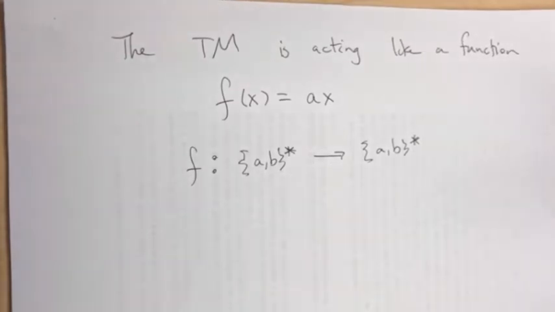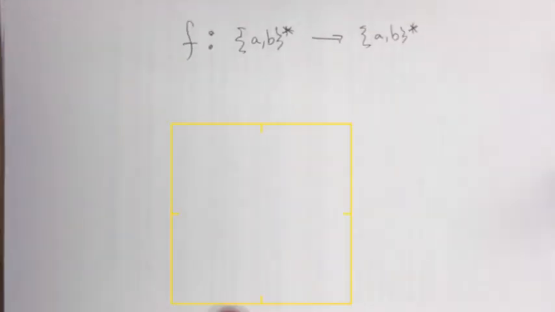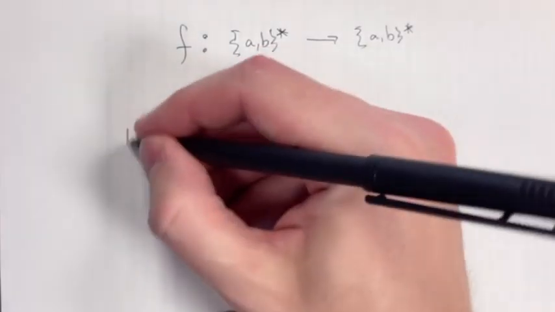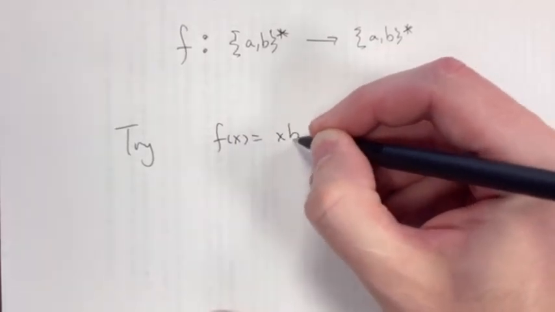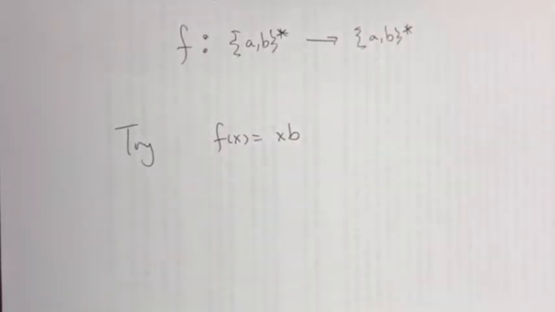Or are there certain functions which you can't do on a Turing machine? That kind of thing. But anyway, we'll get to that in a moment. How about, let's try f of x equals xb. So you have to think sort of mechanically about the Turing machine. What is your strategy to put a b on the end?